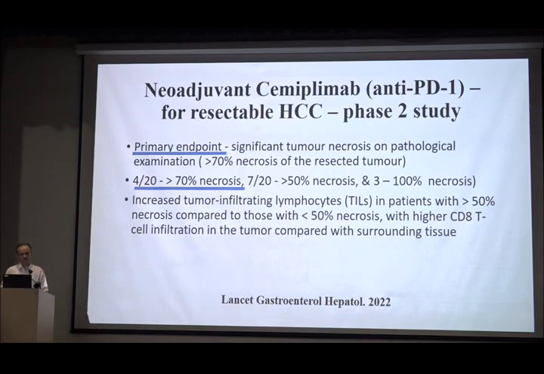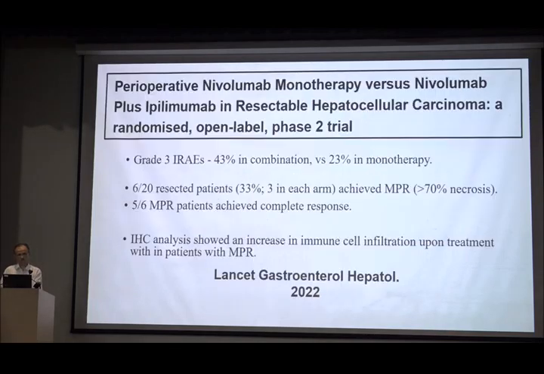And it was found that there was increase in the tumor infiltrating lymphocytes in the patient who had good response compared to those who did not have good response. And another interesting study, we have compared the combination therapy, that is nivolumab, anti-PD-1 inhibitor, with ipilimumab, that is anti-CTLA-4 inhibitor, and they have compared it with the nivolumab monotherapy in resectable SCCs. And the primary outcome of this trial was the grade 3 or 4 IRAEs, that is the adverse events because of this ICI therapy, which was more in the combination arm compared to the single arm.